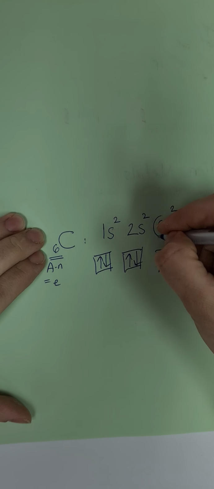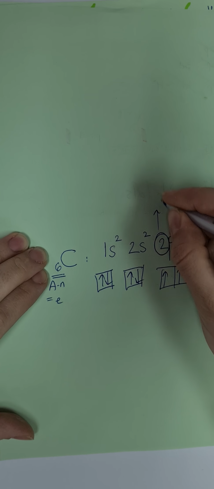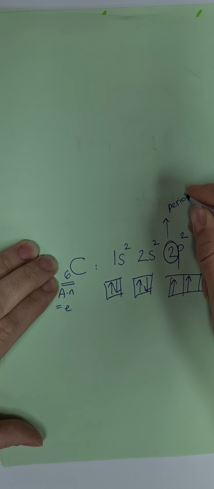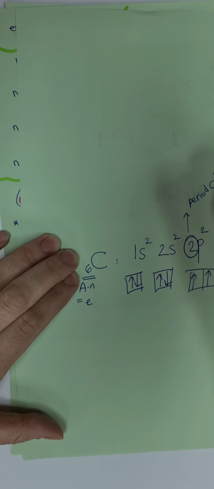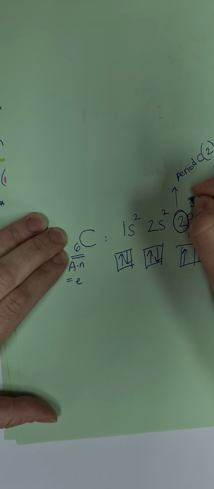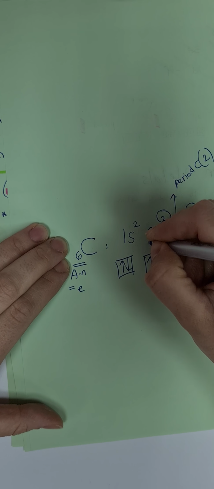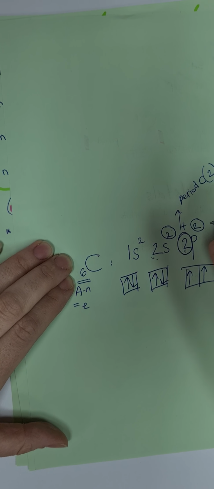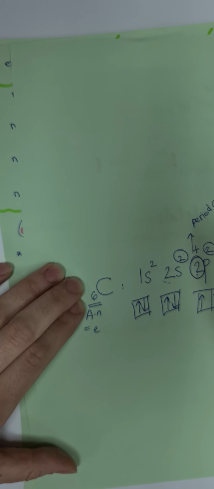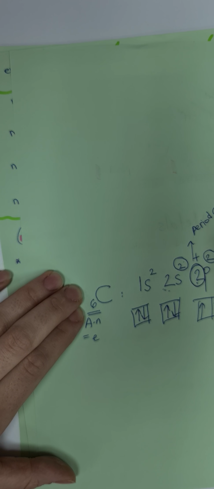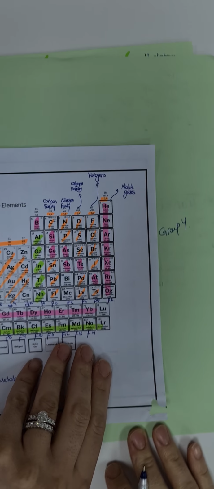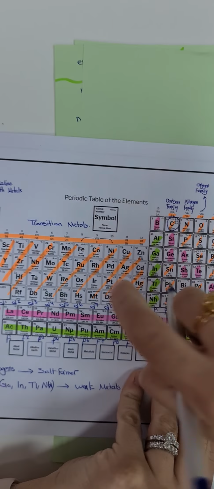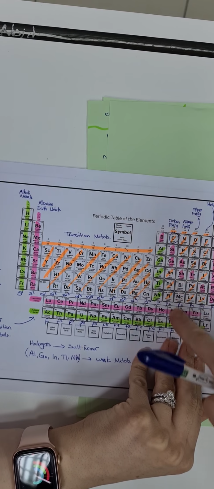Now, what do these numbers represent? The number n represents the period, so we can say that carbon is in period 2. As for the last numbers that you have, 2 and 2, if you add them it will be 4. This is the number of the group, so the group will be 4. If we check the periodic table, you will see that carbon is in period 2 and in group 4A, as you see here.